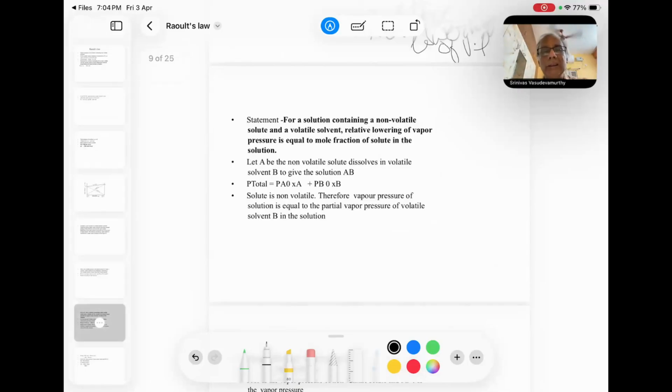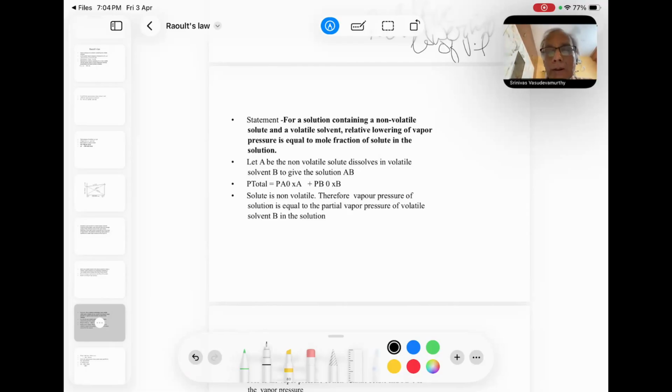Now let us see the statement of Raoult's law for a solution containing a non-volatile solute and a volatile solvent. Relative lowering of vapor pressure is equal to the mole fraction of solute in the solution.